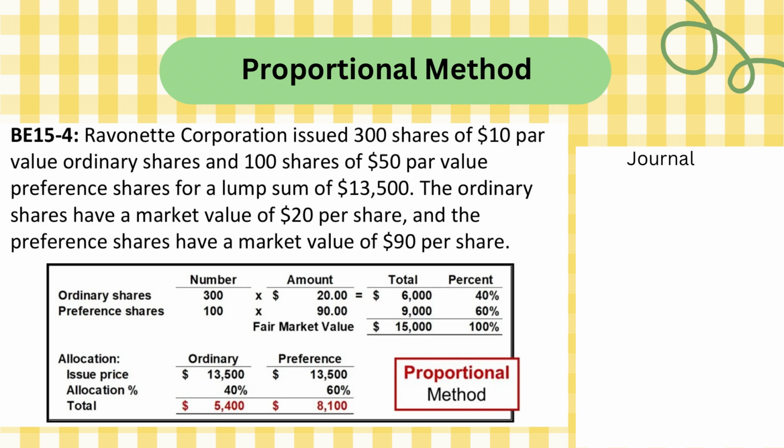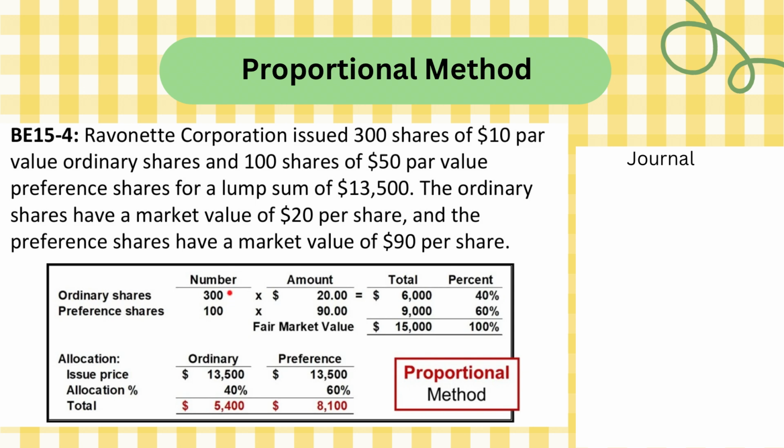Now the amount allocated to the share premium ordinary and the share premium preference will be decided when you have the market value for both of them. Now the ordinary shares have a market value of 20 per share and the preference shares have a market value of 90 per share. So when both fair values, or market values, the share price in the market, for both types of shares are given, I'm going to use the proportional method. Let's see how.